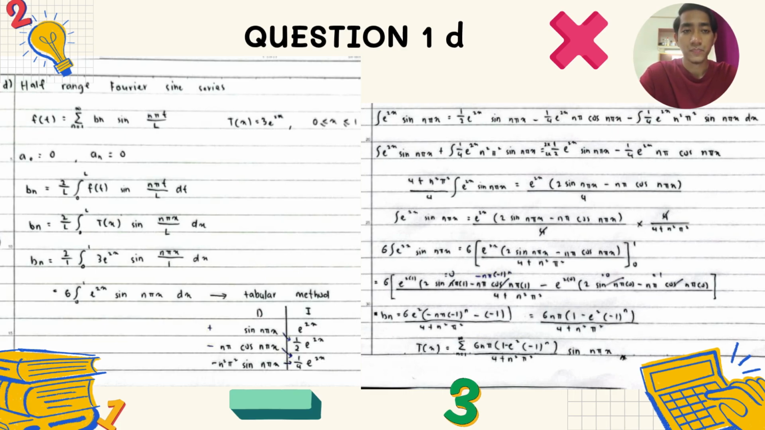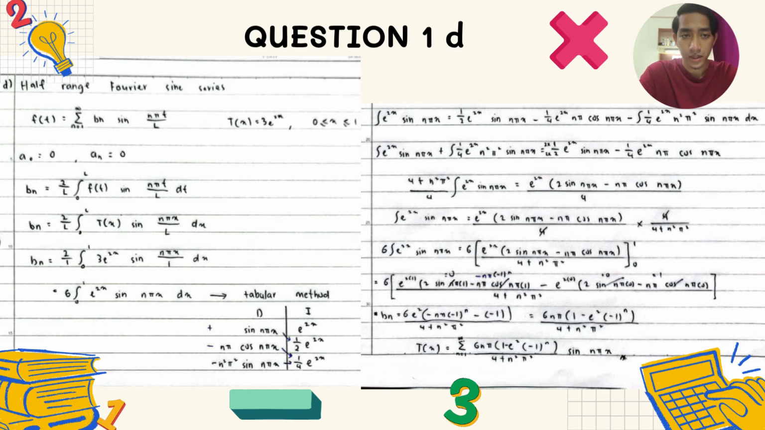So for question 1d, we are asked to find the half range Fourier sine series for the function T(x) equal to 3 to the power of 2x over the interval from x equal to 0 to 1. The formula for T(x) is the sum from n equals 1 to infinity of bn sine n pi x over L. Because it is a half range sine series, our L is equal to 1 and a0 and an are equal to 0. So we only need to find bn, where the formula for bn is 2 over L times the integral from 0 to L of f(x) sine n pi x over L dx.